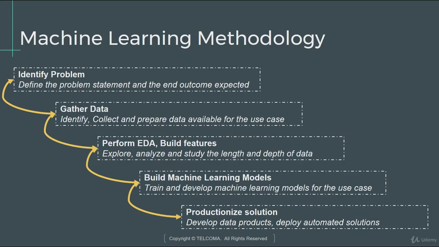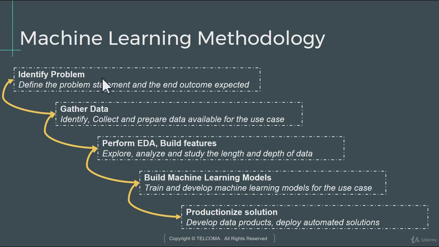So let's begin with the machine learning methodology, or the machine learning framework. Any typical machine learning use case, or the process involved in solving a machine learning problem, can be logically divided into 5 simple steps. It starts by identifying the problem, then gathering the data, performing EDA and building features, or in fact understanding the data, then building the machine learning model, and finally productionizing the solution. Let's get into the depth of it.